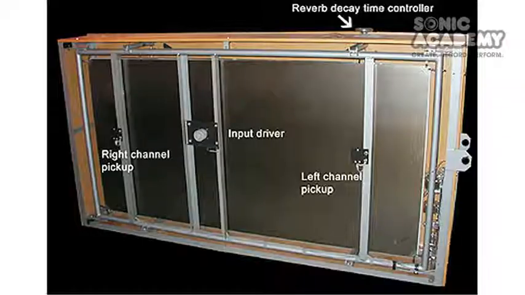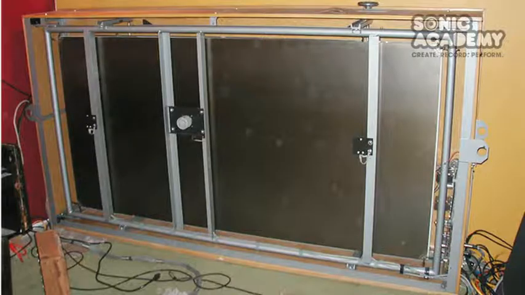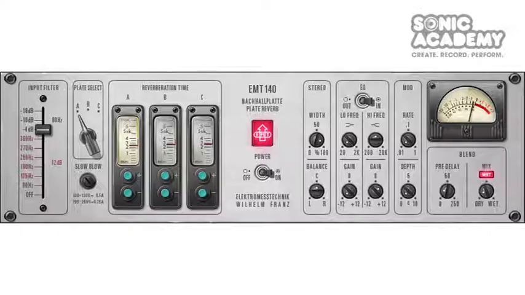Plate reverb emulates the sound of an audio signal being sent to a metal plate, which vibrates backwards and forwards. These vibrations are picked up and transformed into a reverberated version of the original audio signal. A famous plate reverb is the 1957 EMT 140.